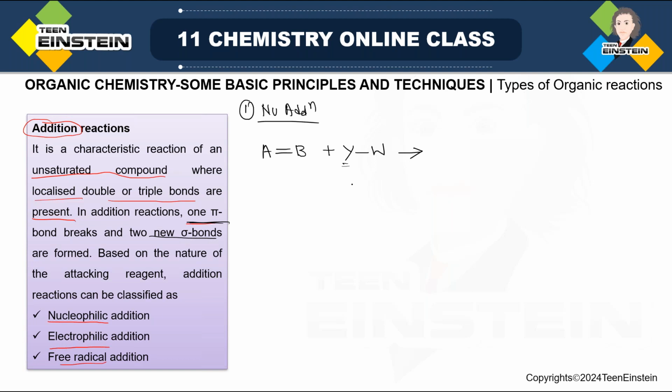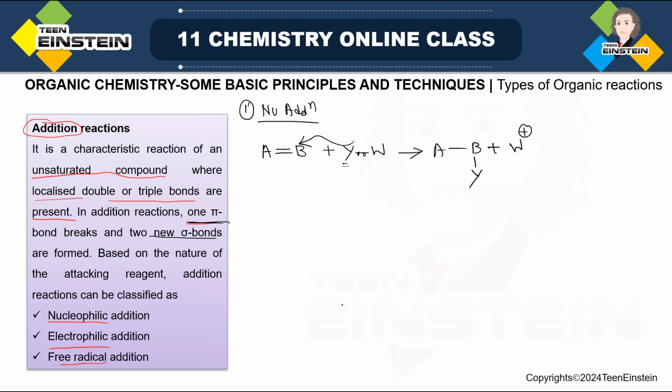Here Y is basically the attacking reagent, which will be drawn towards this pi bond. The attacking reagent is electron rich. When it attacks like this, there will be bond formation between B and Y. And what is the fate of W? W will carry some positive charge because Y has taken both the electrons with it.